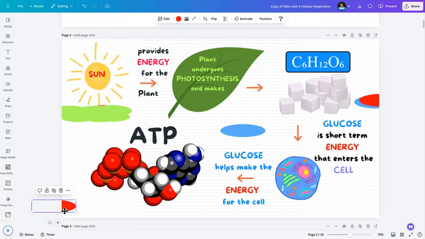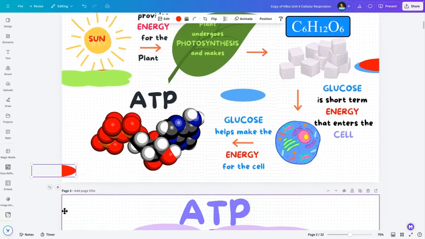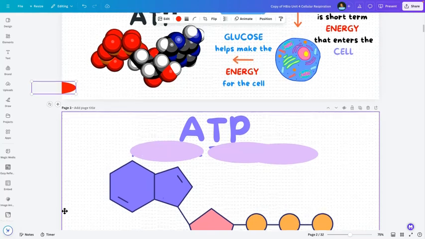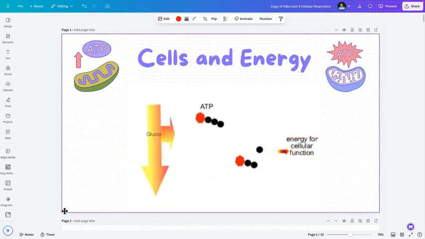So the sun starts the energy for plants to use to make glucose. Glucose will be used by the plant as fuel or used for the cell to go through a process of making ATP. That process of making ATP is called cellular respiration, which is what this whole entire bulk of this unit is about.